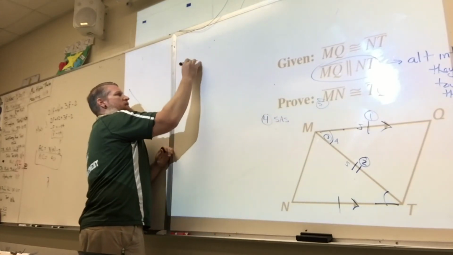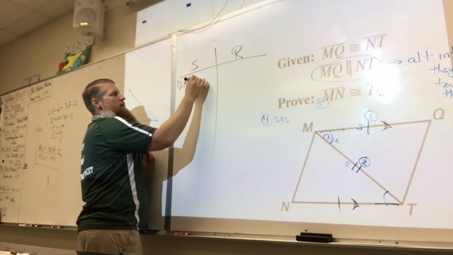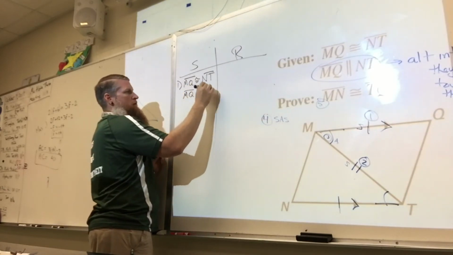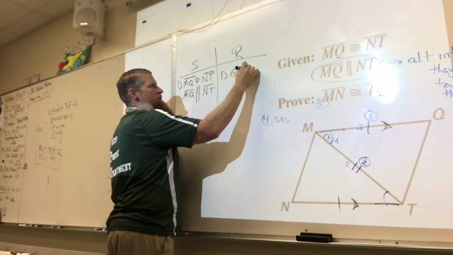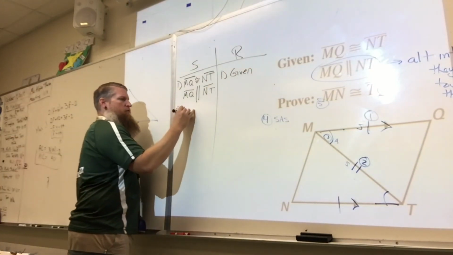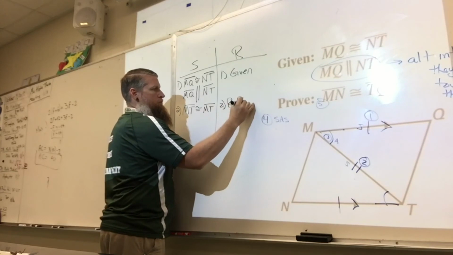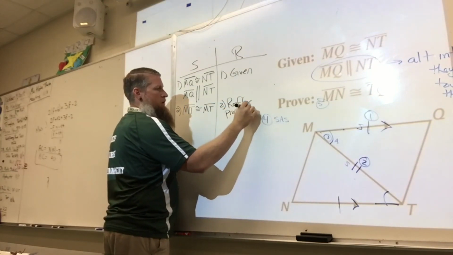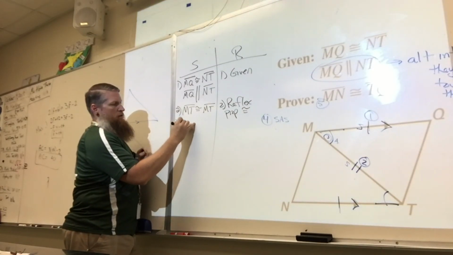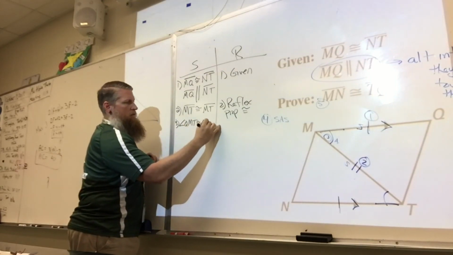Okay, so if I organize this thing into a proof, it's going to look like all my givens first. Which again, if you want to split those up, you can. The second thing that I marked on there was the reflexive side. Okay, so the MT and MT were congruent. Third thing was the alternate interior angles, which are QMT and MTN.